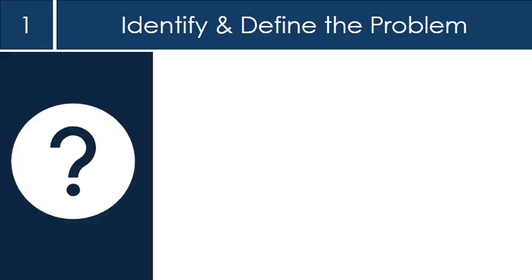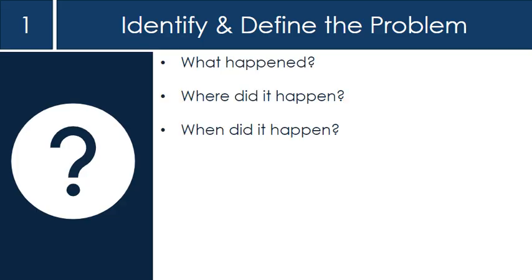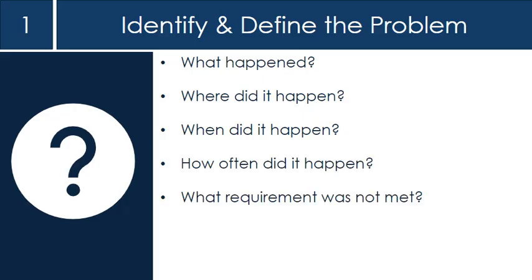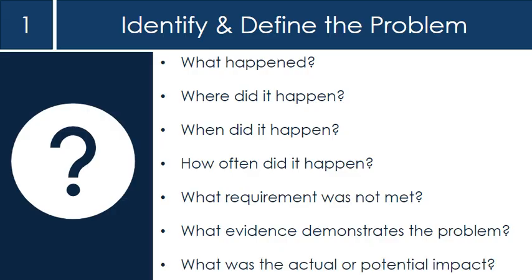A good problem statement identifies: what happened? Where did it happen? When did it happen? How often did it happen? What requirement was not met? What evidence demonstrates the problem? What was the actual or potential impact?